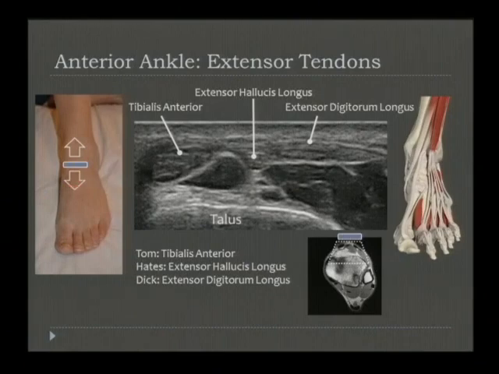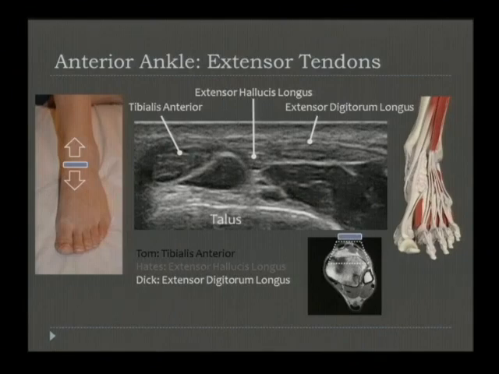Most people like to use mnemonics to remember the anatomy. There is one for both the anterior and medial ankles. For this one, most people like Tom hates Dick. I showed this to my 5-year-old. He thought hate was a little bit negative, so I am now going to switch it to Tom hugs Dick, because he felt that that was a more appropriate thing to do. So Tom is for tibialis anterior.